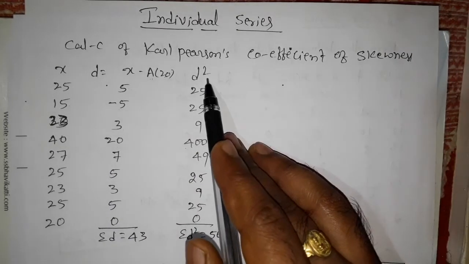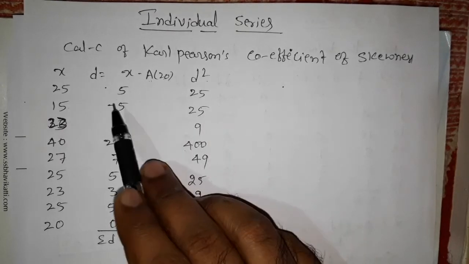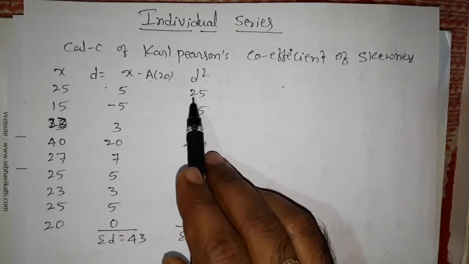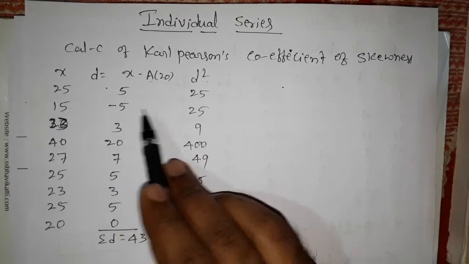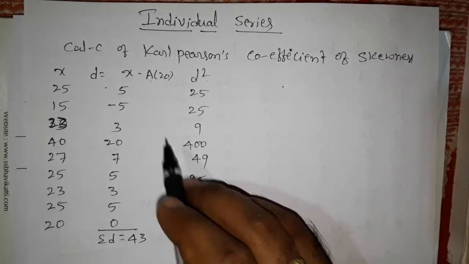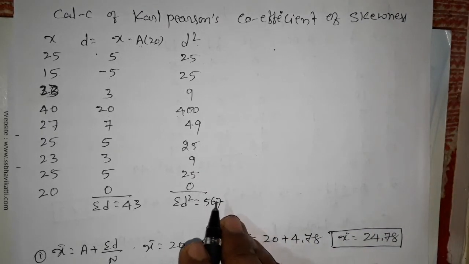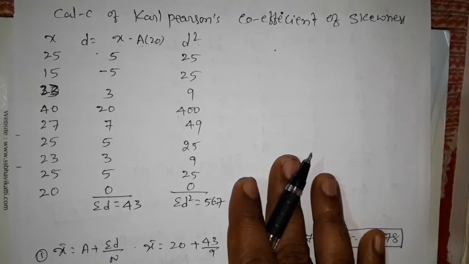Next, d square, multiply the d value by itself. 5 square is 25, 5 square is 25, 3 square is 9. Do the same for all of these, and you will get sigma d square as 567.